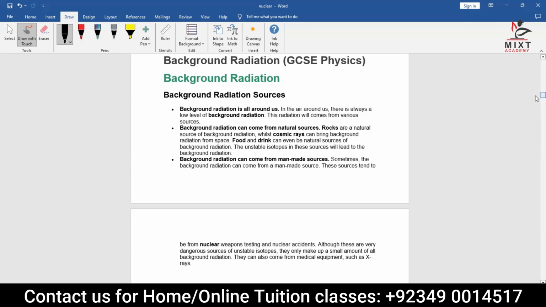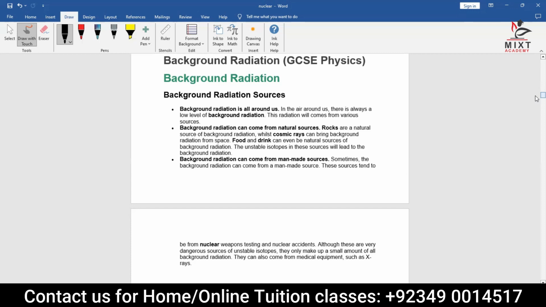So in the air around us, there is always a low level of background radiation. This radiation comes from various sources. Background radiation can come from natural sources, like rocks, while cosmic rays can bring background radiation from space. Food and drink can even be natural sources of background radiation. The unstable isotopes in these sources lead to background radiation.